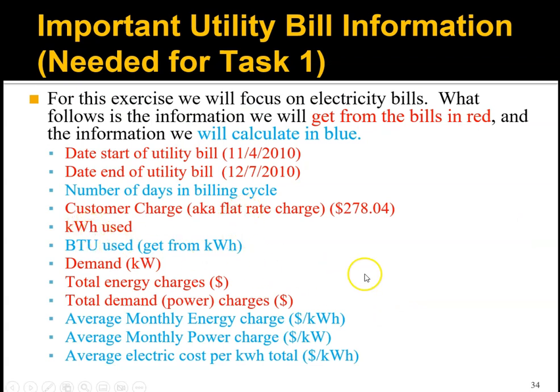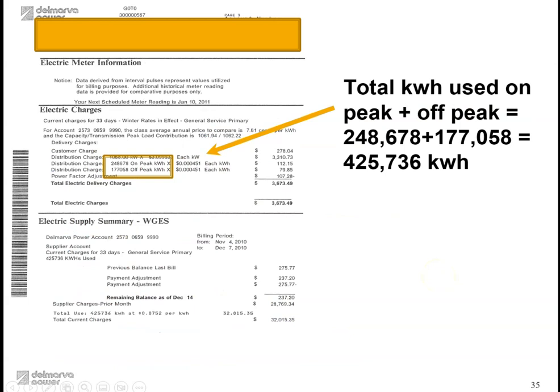Then we have our kilowatt hours used. All right, so this is just for the electricity bill, obviously. So kilowatt hours: there's usually a couple of ways to find it on a bill. On this one, for our distribution charge, you can see we have two different charges for kilowatt hours. So you add those up and you get 425,736 kilowatt hours.